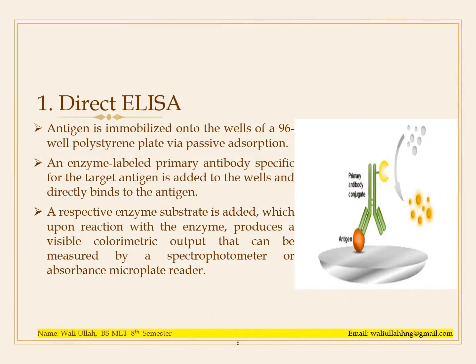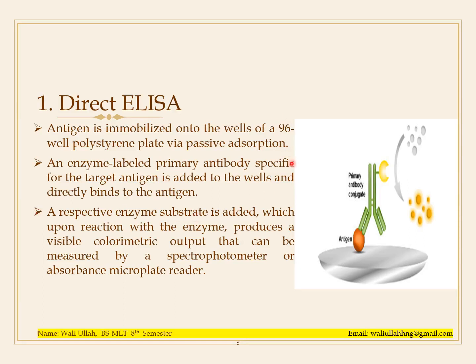First, direct ELISA. Antigen is immobilized onto the well of a 96 well polystyrene plate via passive adsorption. An enzyme labeled primary antibody specific for the target antigen is added to the well and directly binds to the antigen. A respective enzyme substrate is added, which upon reaction with the enzyme produces a visible colorimetric output that can be measured by a spectrophotometer or absorbance microplate reader.